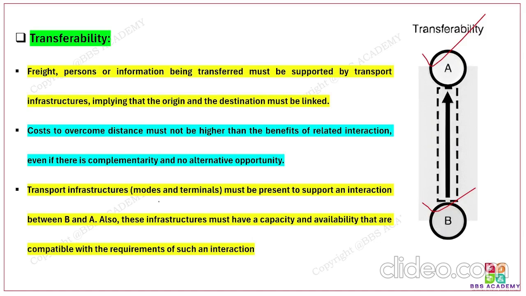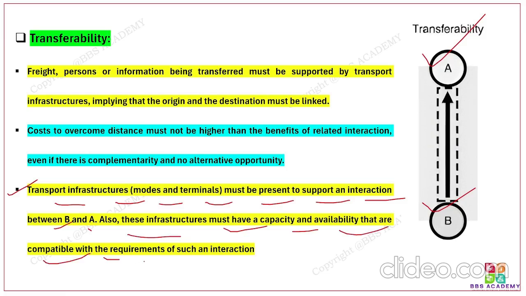These are the characteristics. If we read this statement: transport infrastructure modes and terminals must be present to support an interaction between A and B. Also, this infrastructure must have a capacity and availability that are compatible with the requirements of such an interaction. And here is the statement: the cost to overcome distance must not be higher than the benefits of the related interaction. This is the concept of transferability.